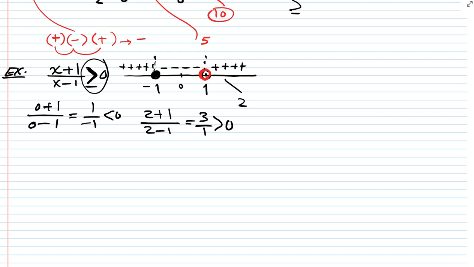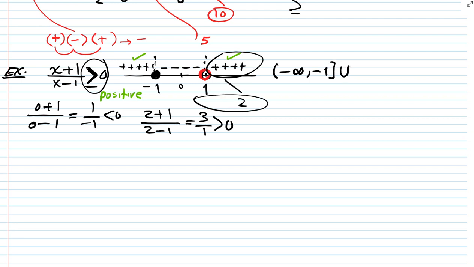Now, let's check this one out. Greater than 0 means positive, right? Well, we get positive here and we get positive here. Therefore, the solution is -infinity up to -1, including -1, union this segment, which runs from open parenthesis 1, because if you choose 1, you get division by 0. Can't do that. 1 to infinity. And there we have that one.